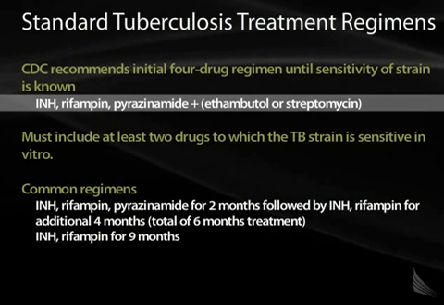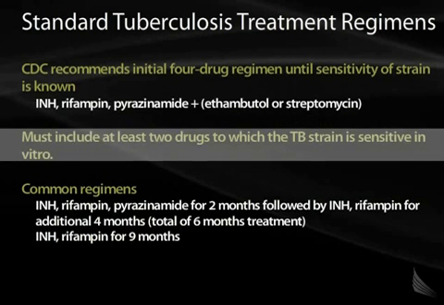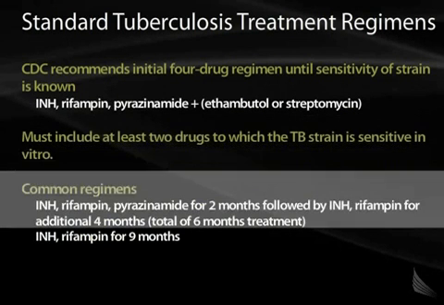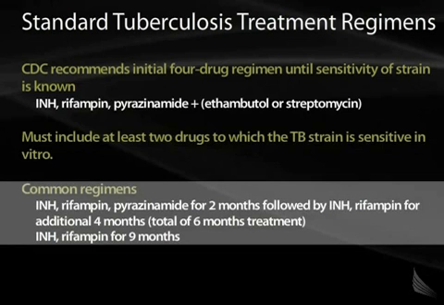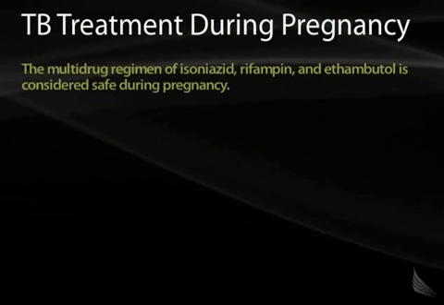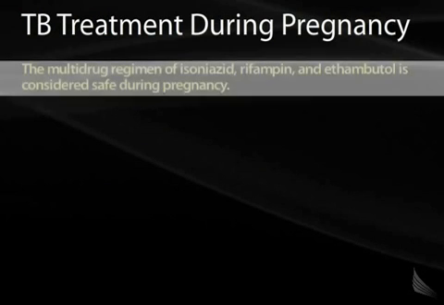Prolonged TB treatment should include at least 2 drugs to which the strain is sensitive in vitro. Some common regimens are INH, rifampin, and pyrazinamide for 2 months, followed by INH and rifampin for an additional 4 months, or simply INH and rifampin for 9 months. Isoniazid, rifampin, and ethambutol are considered safe during pregnancy.